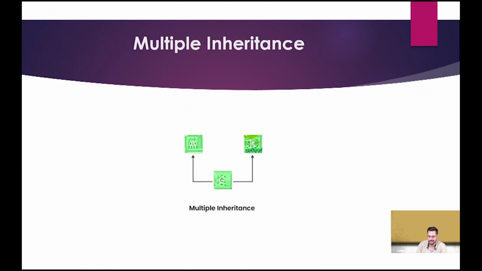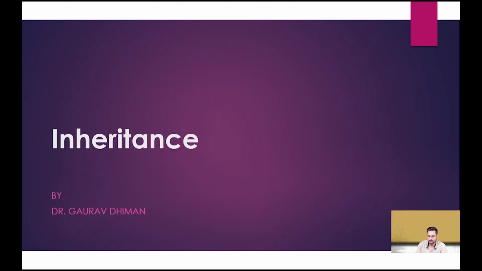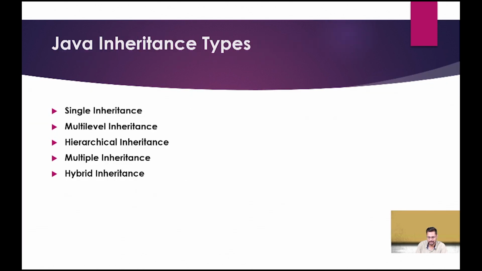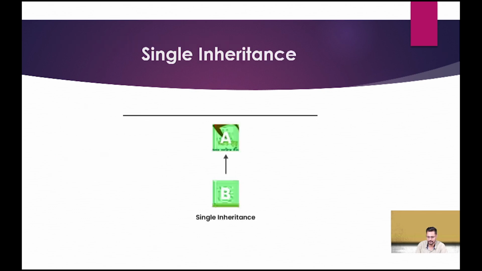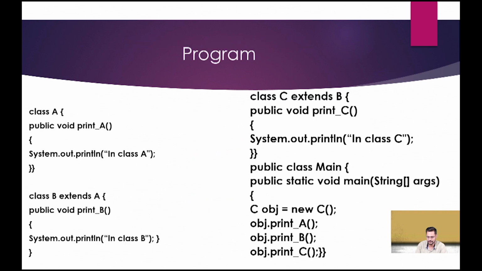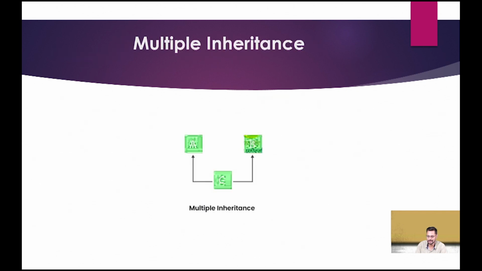So these are the overall types of inheritance in Java, right? So this is a very important topic in Java programming. So you just go through all the examples with programming and diagrams, right?